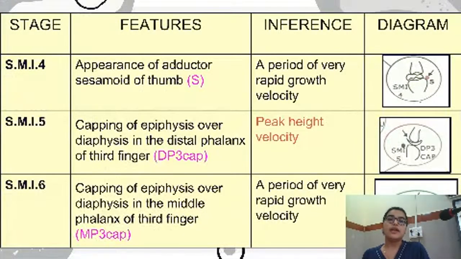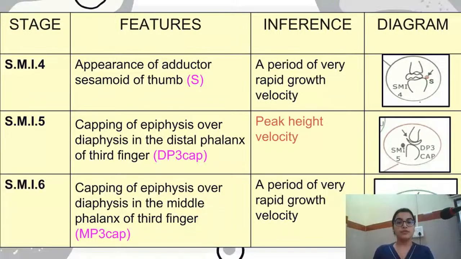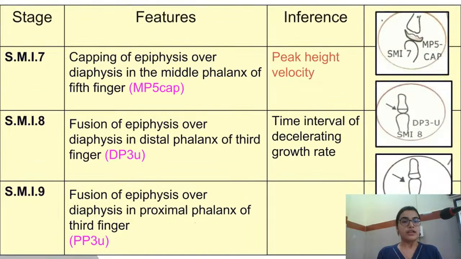In stage 5, there is capping of epiphysis and diaphysis in the distal phalanx of the third finger. In stage 6, there is capping of epiphysis and diaphysis in the middle phalanx of the middle finger. In stage 7, there is capping of epiphysis and diaphysis of the middle phalanx of the fifth finger.